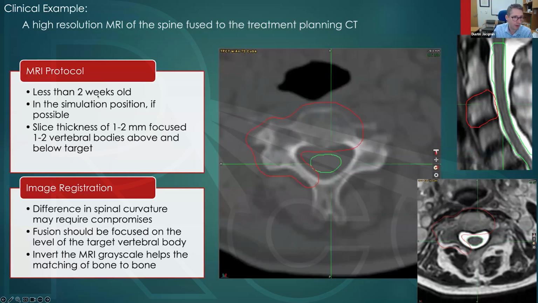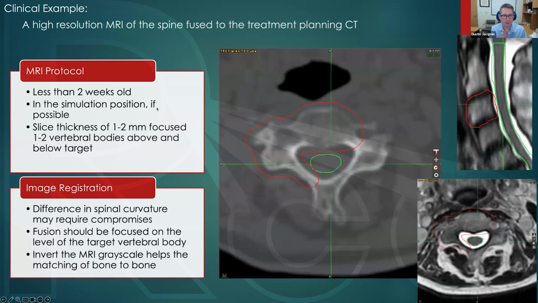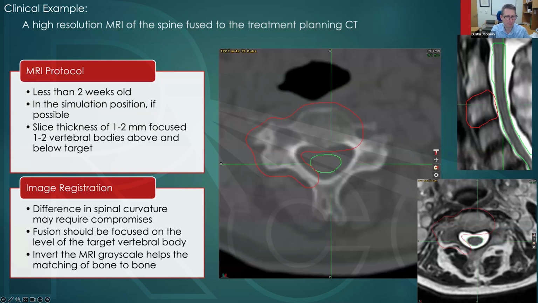For the MRI protocol, ideally you want an MRI that's less than 2 weeks old in the simulation position if possible. That's going to reduce the amount of differences in spinal flexion. And you want the slice thickness to be pretty small. Typically for a diagnostic scan of the spine, the slice thickness is pretty big, several millimeters, and you have really bad resolution in the superior inferior direction. If you ask your radiologist to make you an image with 1 to 2 millimeter slices, it'll look a little bit sharper. It'll make the fusion a little bit easier.